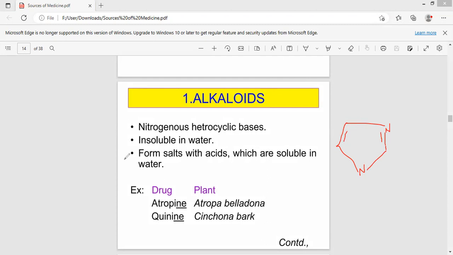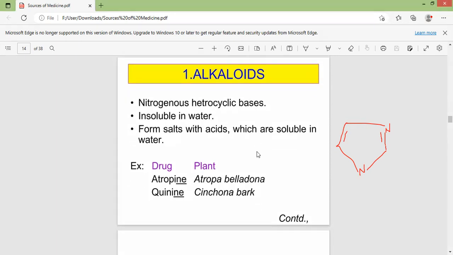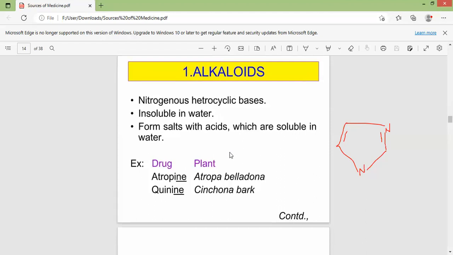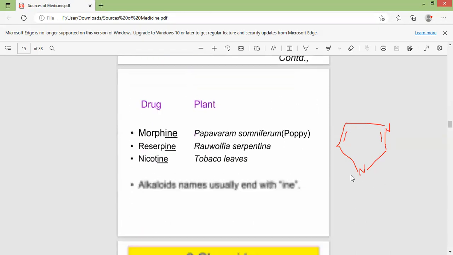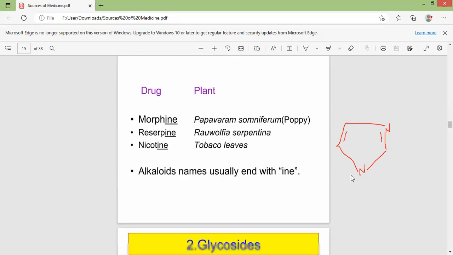Then they are insoluble in water. They form salts with acid, which are soluble in water. All of these characteristics, we'll see them later. But with alkaloids, what is unique is the nitrogen component has to be there. That's what makes an alkaloid an alkaloid.